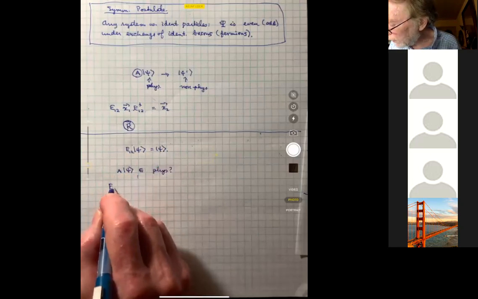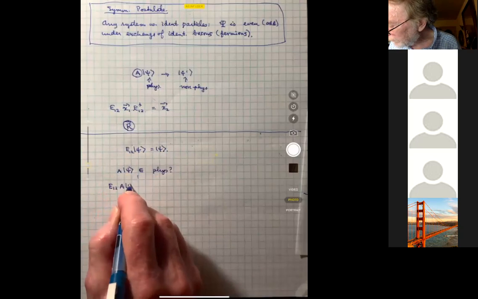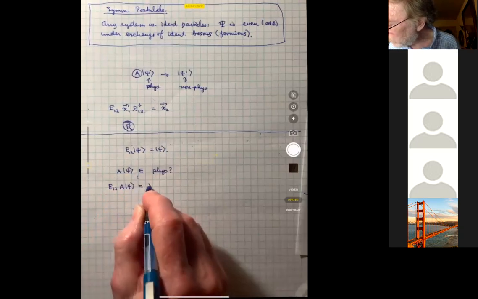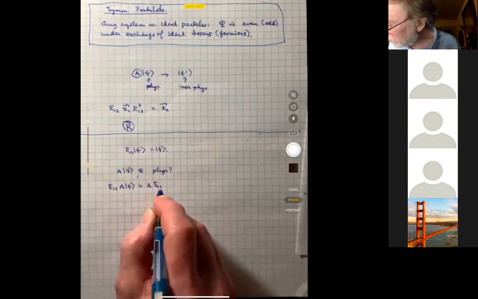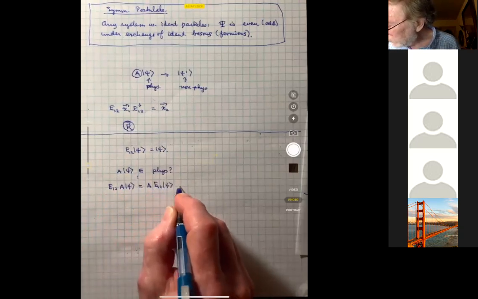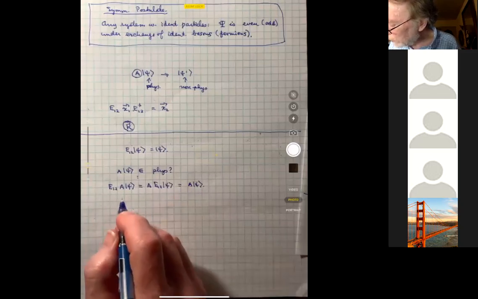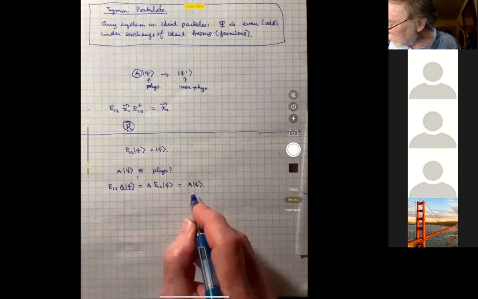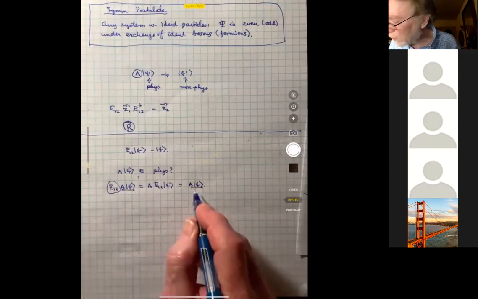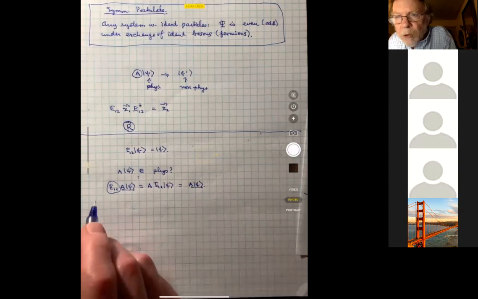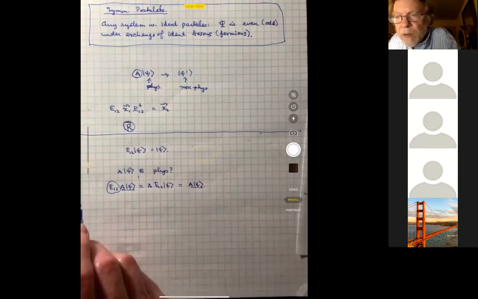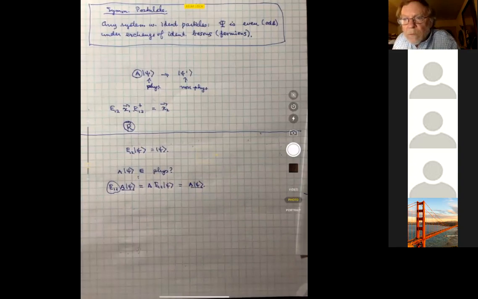Well, to find out, we apply E12. But if E12 commutes with A, then this is A E12 psi, and so that's A psi. So what this tells you is that A psi is invariant under E12 and therefore it's physical. So it's a simple proof, in other words, that if the operator commutes with exchange, then it is a physical operator. Okay, now go back to your question then.